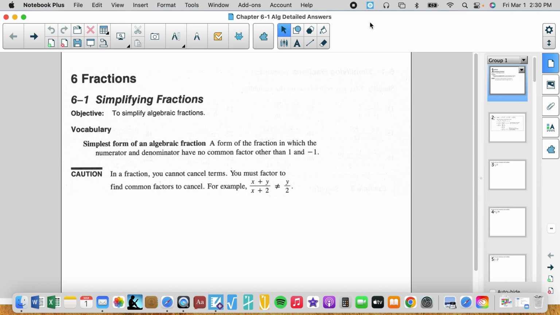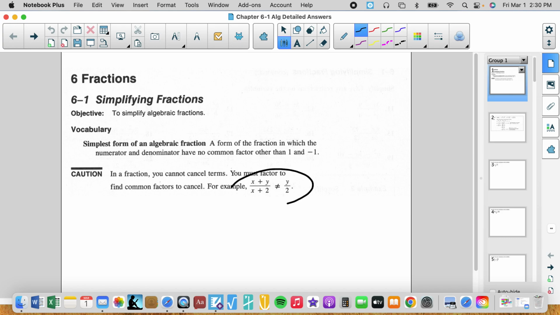Something that I want you to see, which is really good, and this is really difficult for you to maybe recognize in this fashion. It says x plus y over x plus 2 does not equal y over 2. These x's do not cancel. You can't cancel across addition. So you must factor to find common factors to cancel. You can only cancel when they're multiplying.